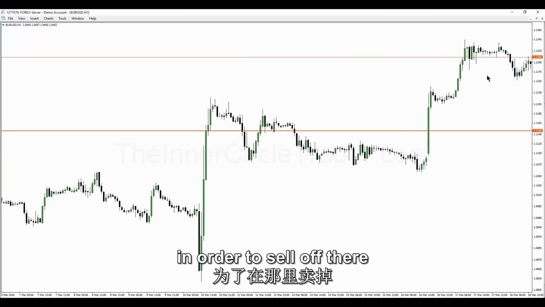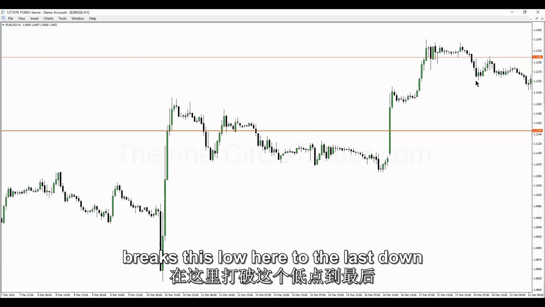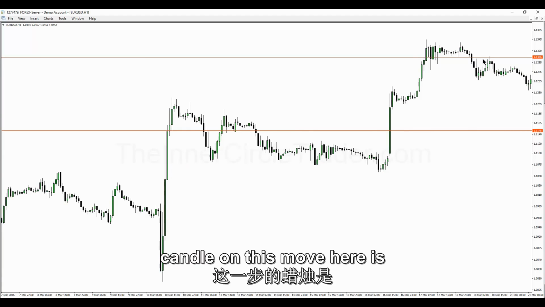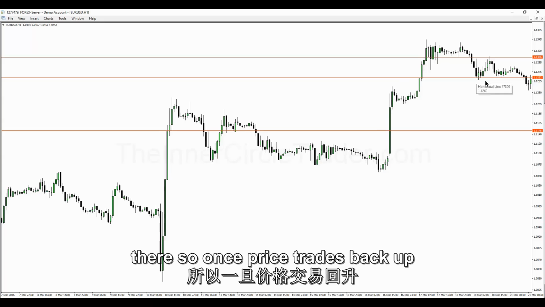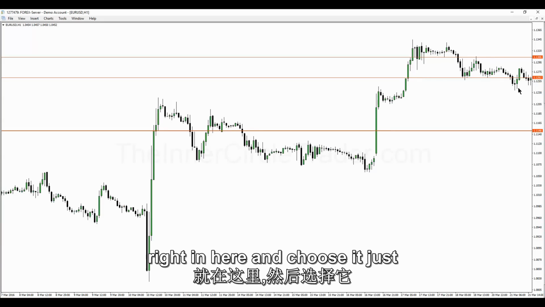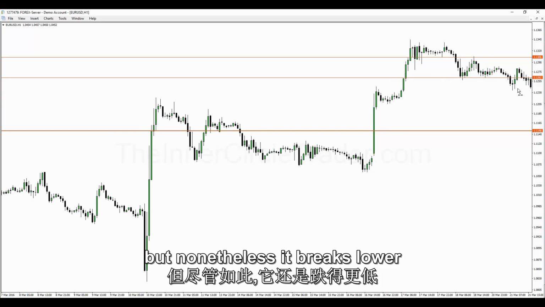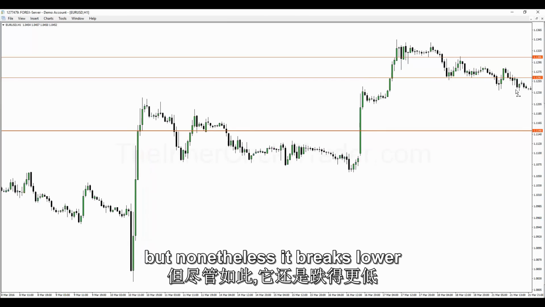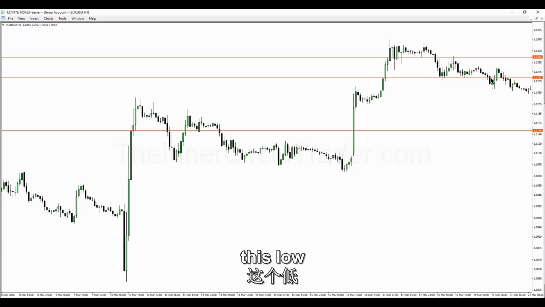Market should sell off there. It sells off, breaks this low here, so the last down candle on this move here is there. So once price trades back up, that's a sell right in here. It overshoots it by a little bit, but nonetheless it breaks lower right here. So now our attention is on this low.